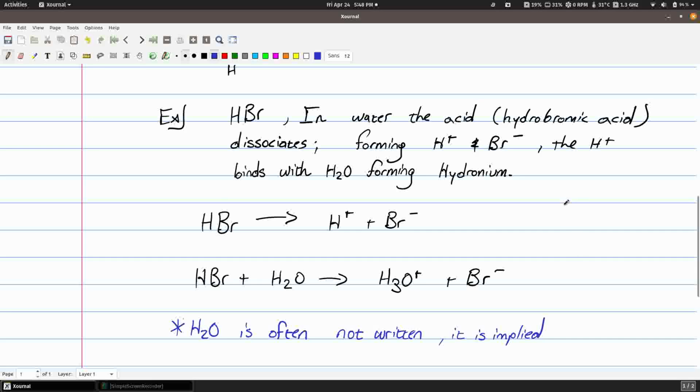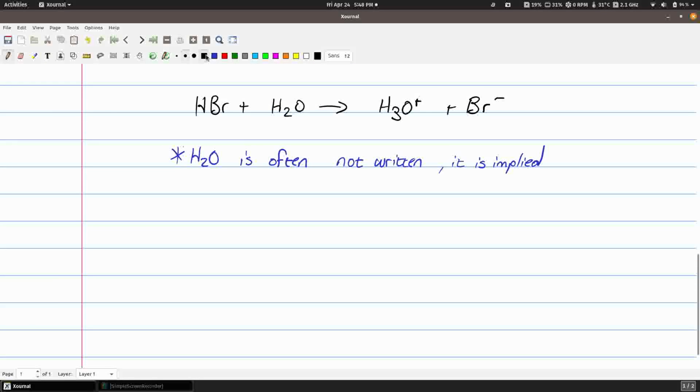So, an example of an acid that would be used by your body is actually hydrochloric acid, which you probably heard of. So, your body naturally produces it. Your body naturally produces hydrochloric acid to break down food.